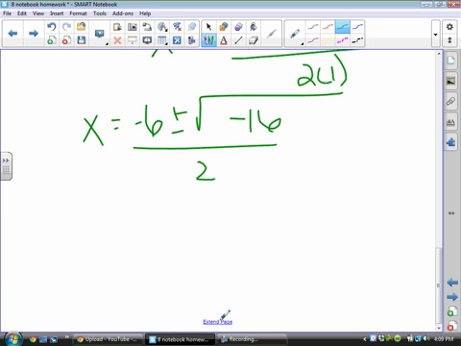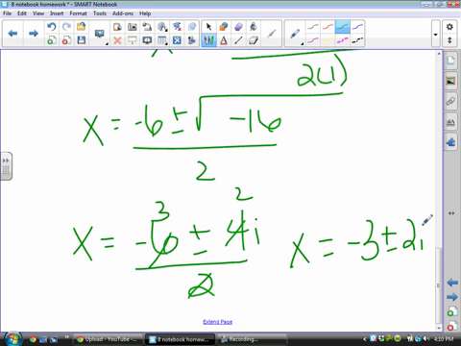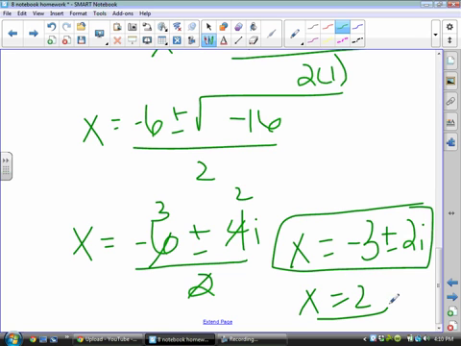So I have x equals negative 6 plus or minus the square root of 16 is 4, and the square root of negative 1, we call it i, all divided by 2. I can simplify that, dividing each of those by 2. So my two complex solutions are negative 3 plus or minus 2i. And my real solution was x equals 2. Those are the ones that we get there.